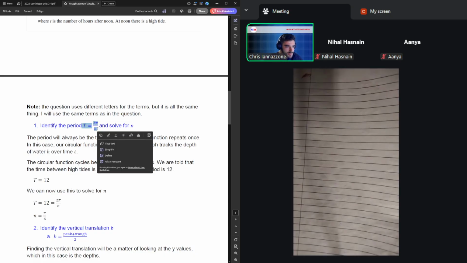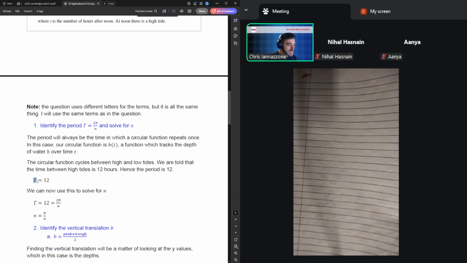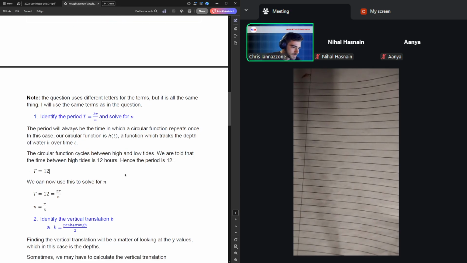So, when calculating period, we use the 2 pi divided by n equation because that's the one that is relevant to sine and cos. As for how you actually get the terms involved in there, well, the period is always just the time in which it takes for whatever the scenario is to repeat once. And there's a statement here that tells us something related to that. The time between high tides is 12 hours. So basically you go from high tide to low tide, back to high tide. That is a duration of 12 hours. So the period, capital T, should therefore be 12. It's the time it takes for the tides to go for a full cycle.